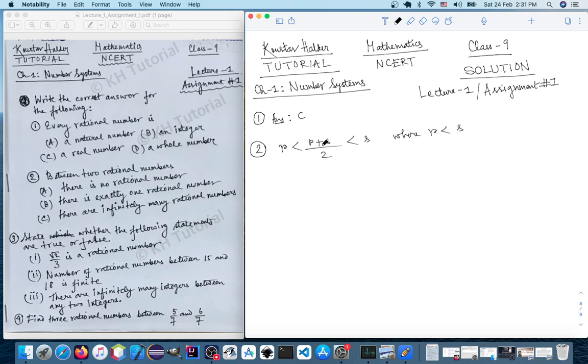So we have one rational number between R and S, but we can always have a rational number between R and R plus S by 2, or between R plus S by 2 and S. So we will always have this result. So this is a rational number between R and S. This is also a rational number between R and S.